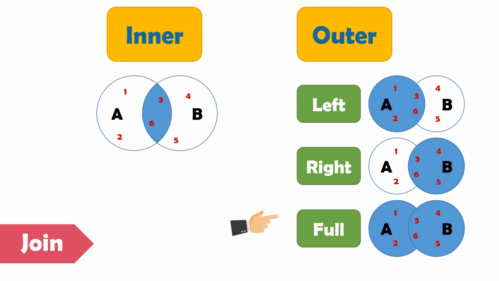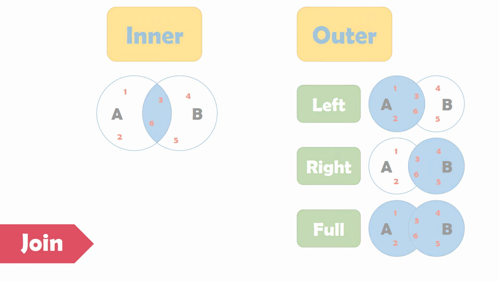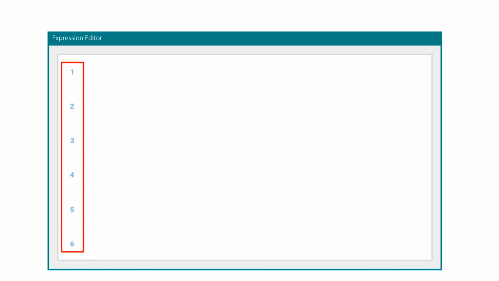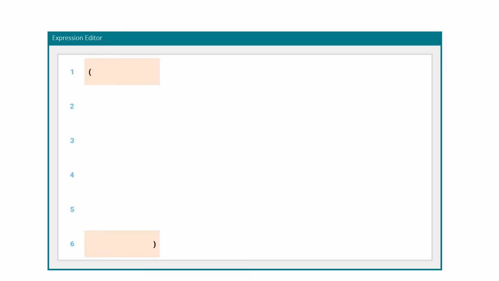In this video I will explain only the inner join because it is the easiest one and also the most used one. All other join types I will explain in other videos. Now let's see what the inner join query looks like. Inner join query consists of 6 parts. The first and last parts are the same, brackets. Within these brackets we have the other 4 parts.